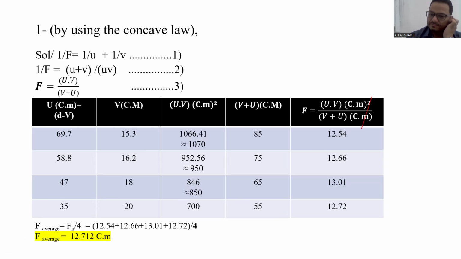Let's calculate the average of them to take the best result. Okay, it will be 712 centimeter.